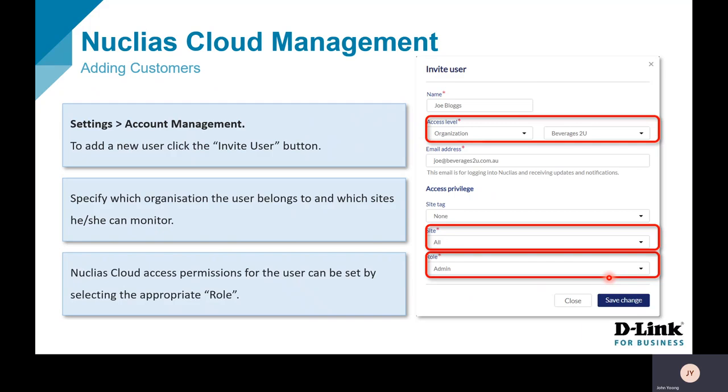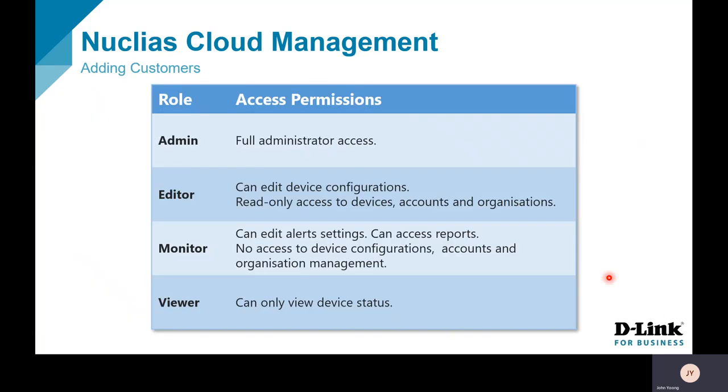It comes with 4 types. The first one is called admin, which means you have full control of the devices. Next, editor means he can do everything, but he cannot add or delete an AP or the license. Then followed by monitor: you cannot see all the settings, but you can see all the alert settings and access the reports. And lastly, we have the viewer, who can only see the device status.